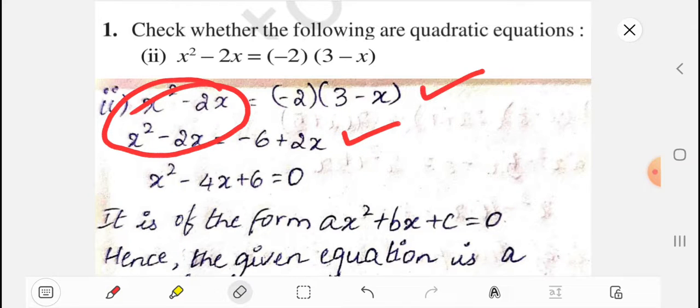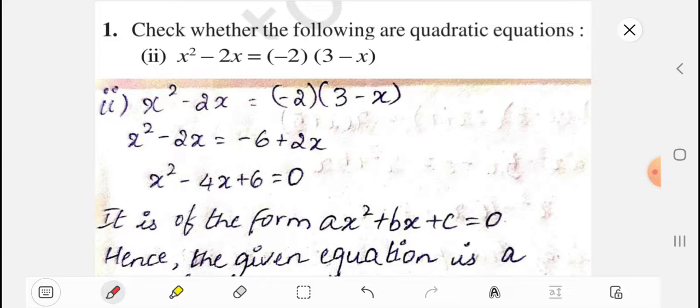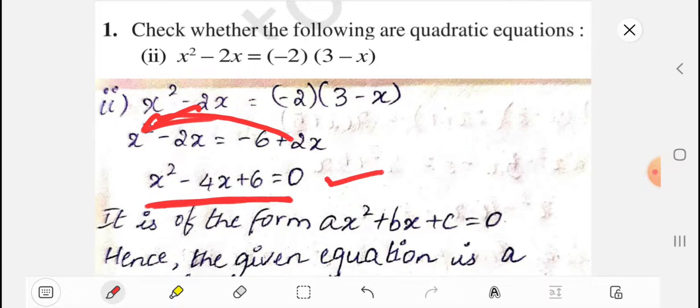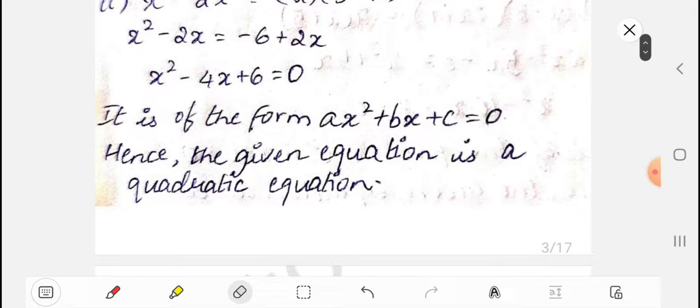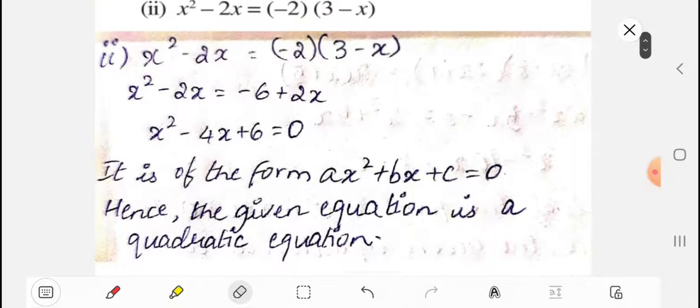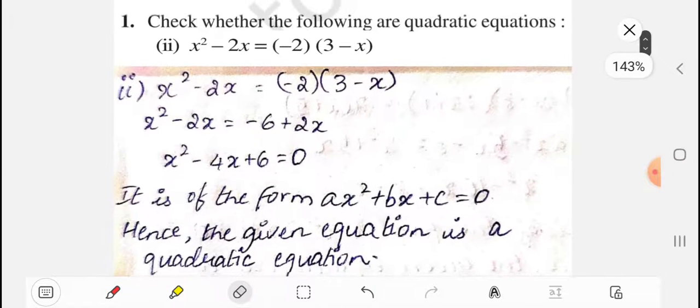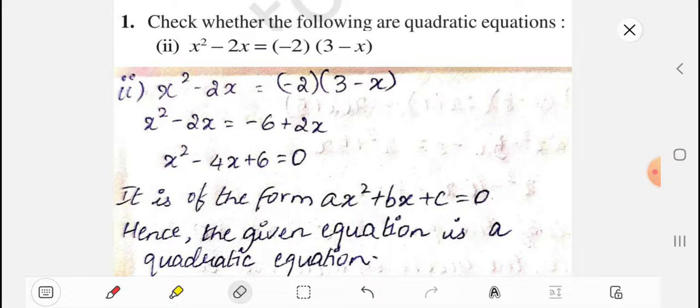Bring the RHS to the LHS. Upon that, we get this as the simplified version. So it is of the form ax square plus bx plus c equal to 0. Hence, the given equation is a quadratic equation. Let me zoom this out and pause the screen for a second.